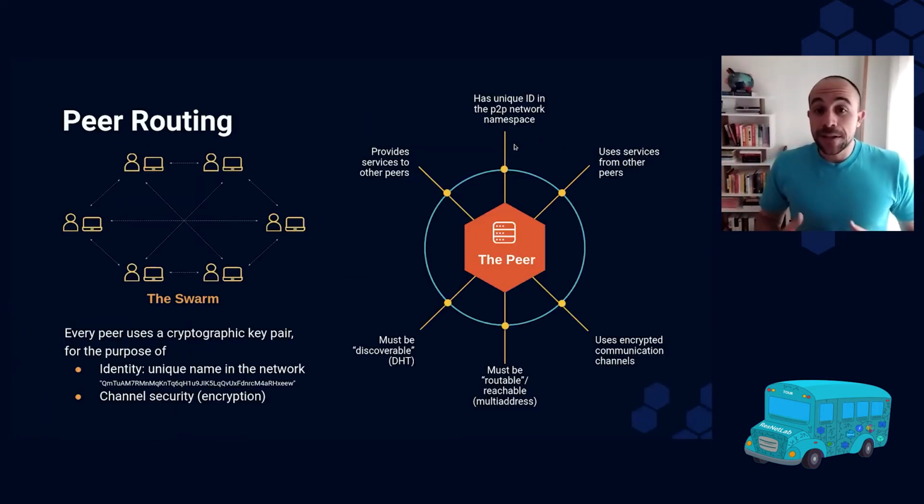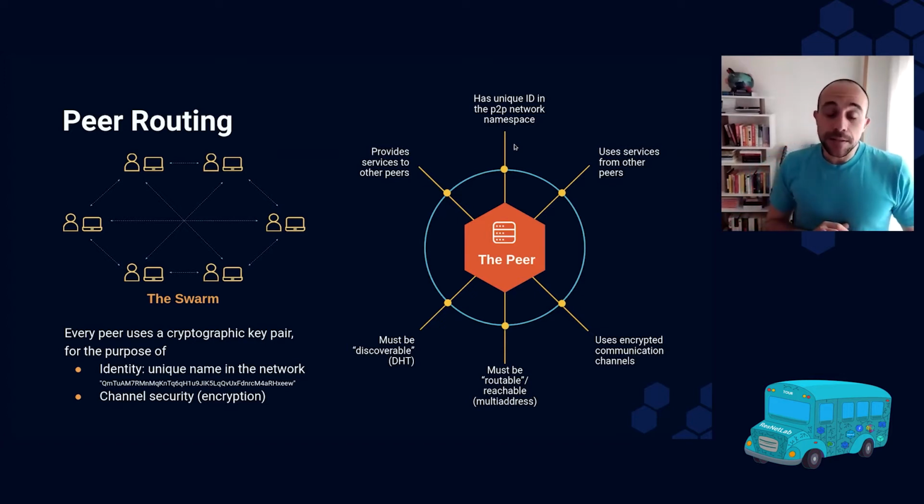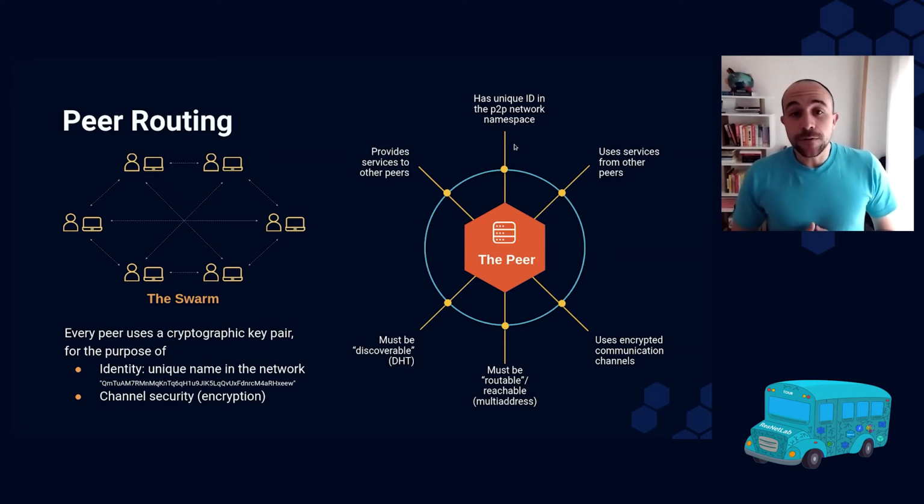Before we start explaining the content routing interface and the content routing implementation in depth, let's make a quick detour to explain what a peer is in the IPFS network. A peer, in the end, is a device that is connected to the network and has a unique ID in the peer-to-peer network namespace. Peers usually provide services to other peers and can access the services of other peers, so they will be running protocols that can be used to interact with other peers. Peers should be discoverable, and also they should be routable and reachable.